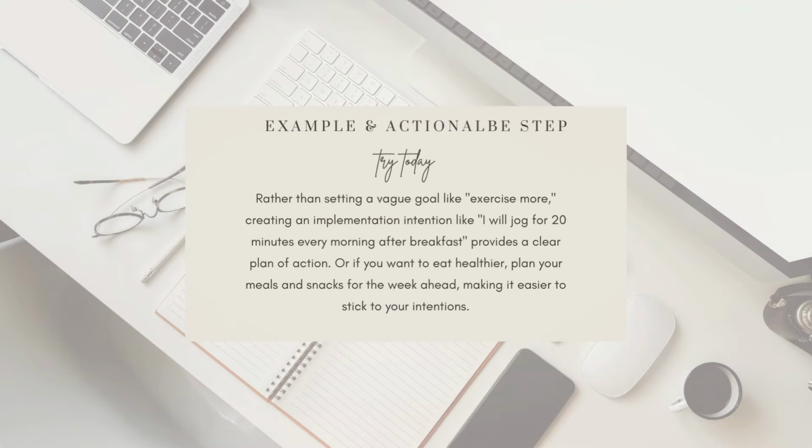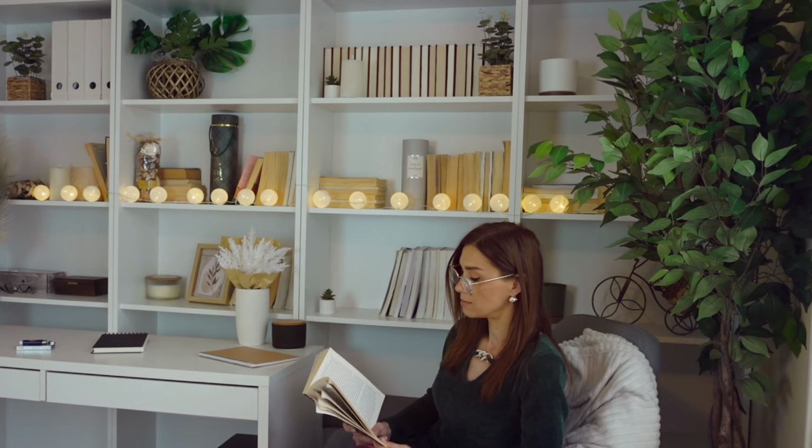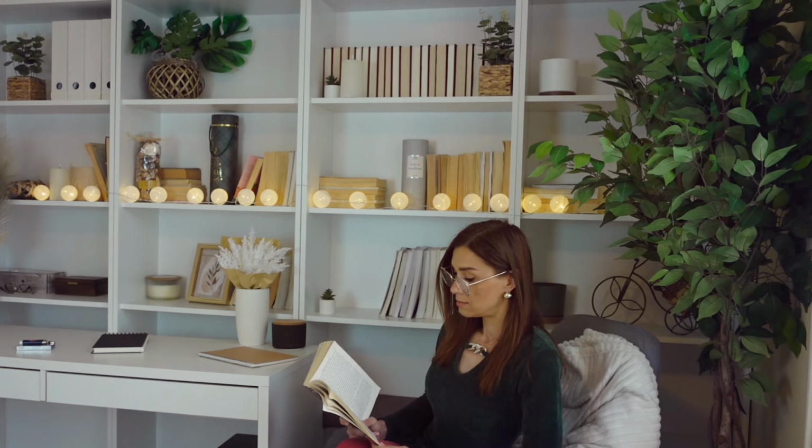Example and action step. Rather than setting a broad goal like exercise more, you can create the implementation intention like, I will jog for 20 minutes every morning after breakfast. So the point here is to have a very precise and specific plan, because then you will be more likely to actually do what you planned. So you can take a paper and just write down your desired behavior, this is what I want, and then plan when you will do it. Like, I will read for 30 minutes after a shower at night before sleep. And you can also specify, I will read this book.